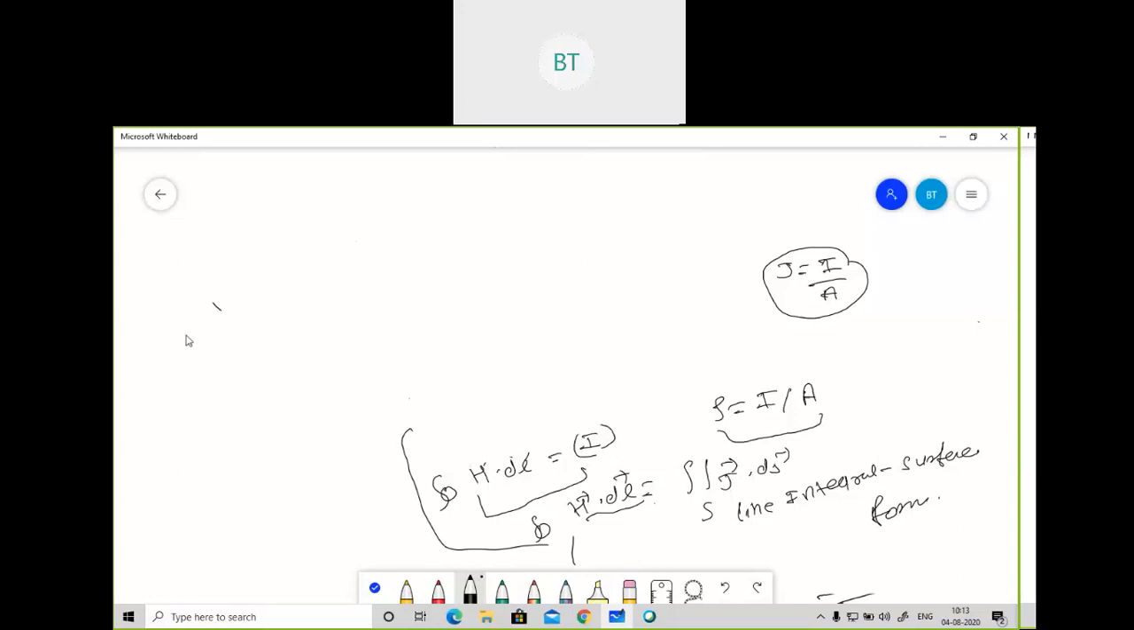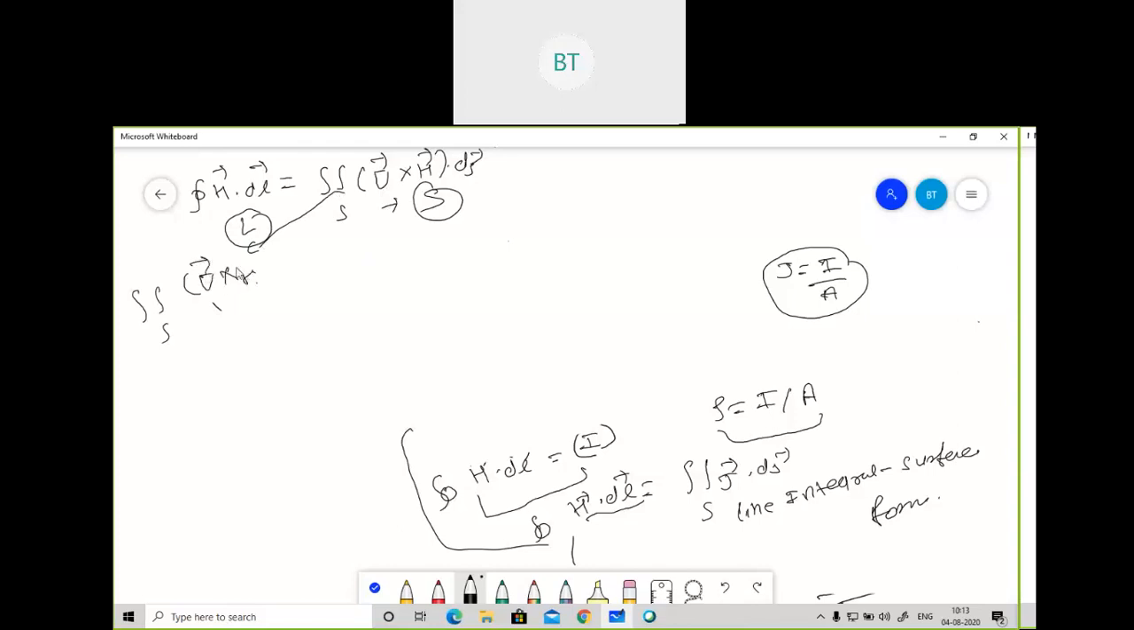So after changing into the surface integral form, what will I get here? H dot dl is equal to, dot ds. So I have changed the line integral into the surface form. This is our surface form, this is our line form. So I just need to substitute the value. I write the same term here, and I'll substitute the value of the line integral. This is the value I will substitute here. So what will I get?